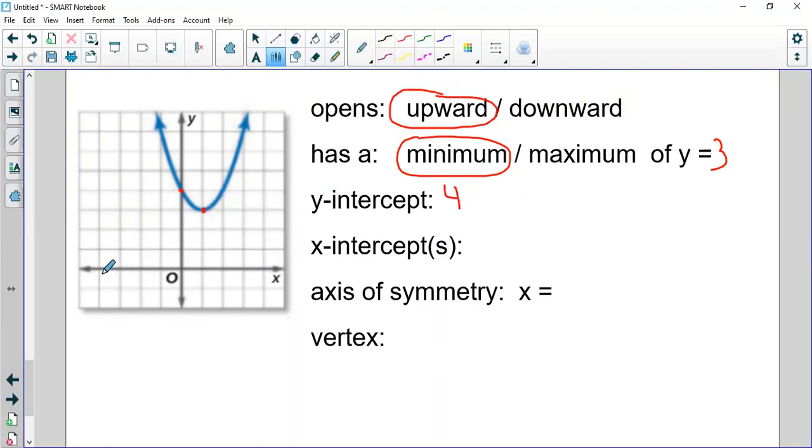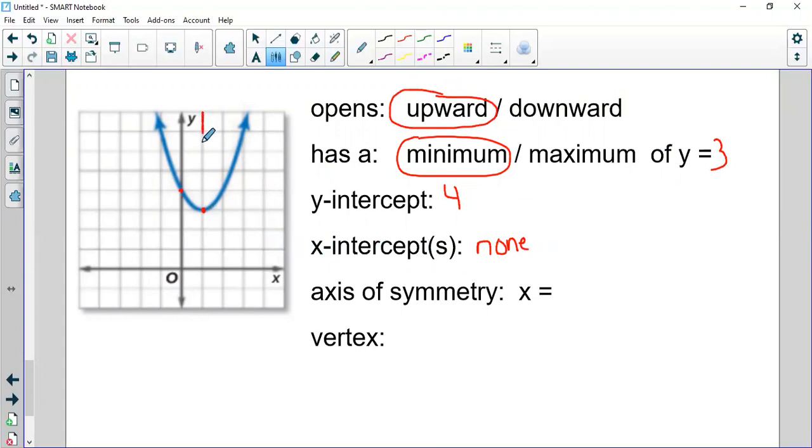X-intercepts. Here's my x-axis. Doesn't intercept the x-axis, and it never will, because it's never getting lower than here. It's never going to get down to there. So this is another special parabola. There are none. There are no x-intercepts. These are going to be fun when you figure out how to find that.